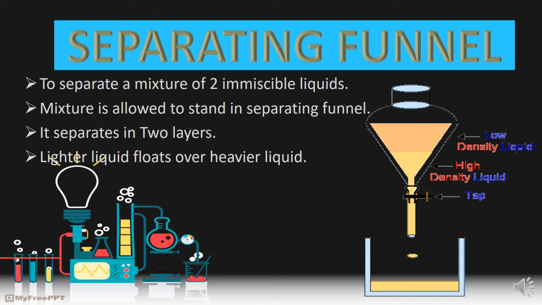So when such a mixture is allowed to stand in a device, which you can see here in the diagram, known as a separating funnel. This separating funnel has a stop cock or tap which can be opened to separate the bottom layer first and then, the second time, the upper layer. So in this way these 2 liquids can be separated out on the basis of density of the liquids, where the heavier liquid will form the bottom layer and the lighter liquid will float over the heavier one.